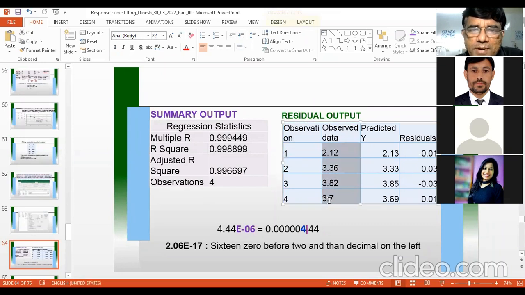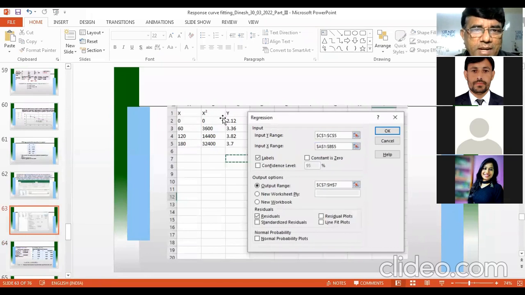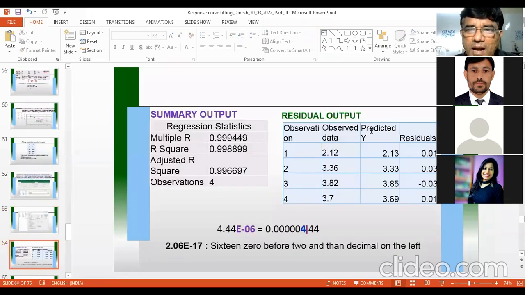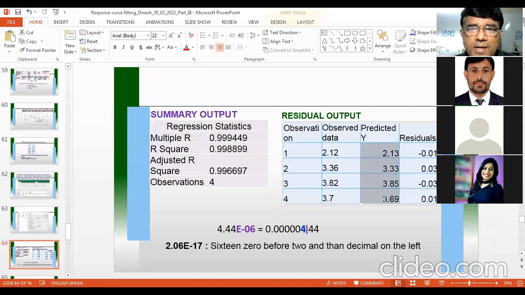These are your observed data. I have just copied the Y data. This is your Y data, the actual data, and the predicted data, which is given by the computer. You can put these values in the equation and find out the predicted value, and the difference of observed and predicted is your residual. A very small quantity of data is there.